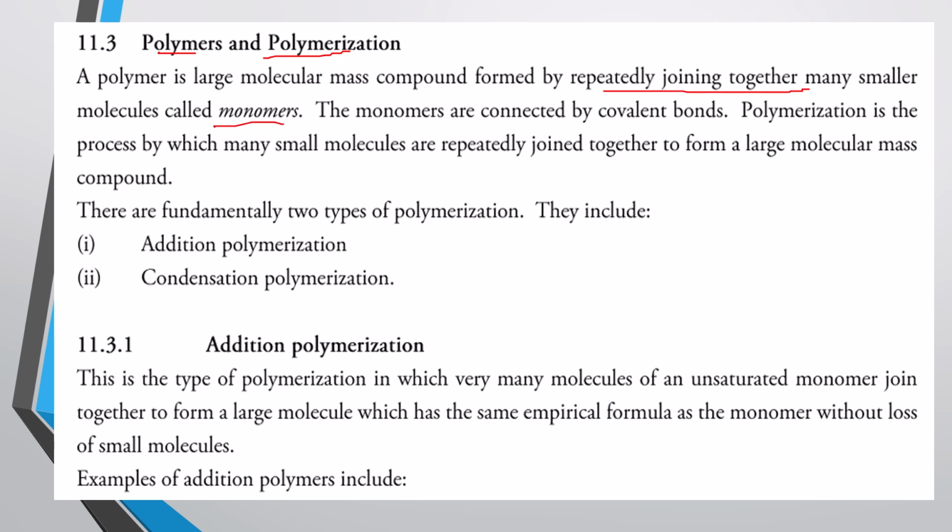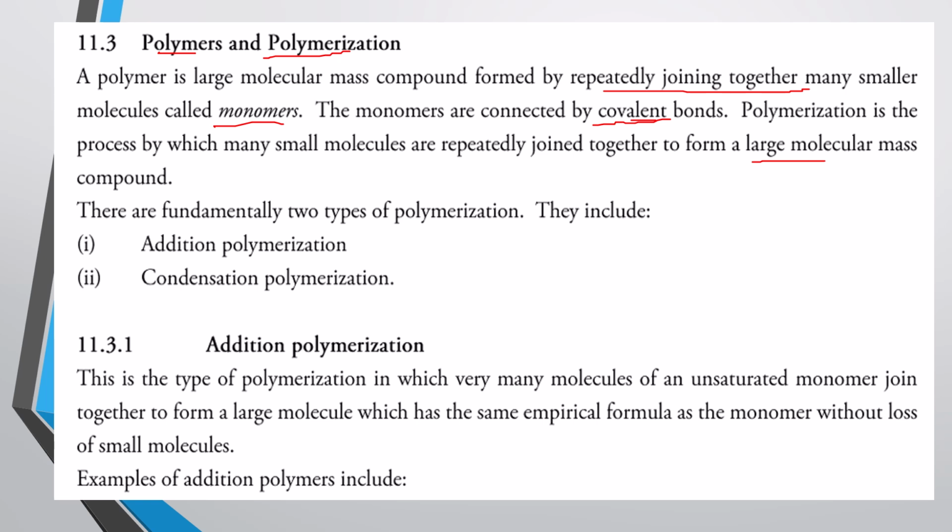So the monomers are connected to each other in numerous amounts by covalent bonds so that you can form the polymers. The process of forming polymers is called polymerization. And with this we are going to say that polymerization is that process by which small molecules repeatedly join together by covalent bonds to form a large molecular mass compound.